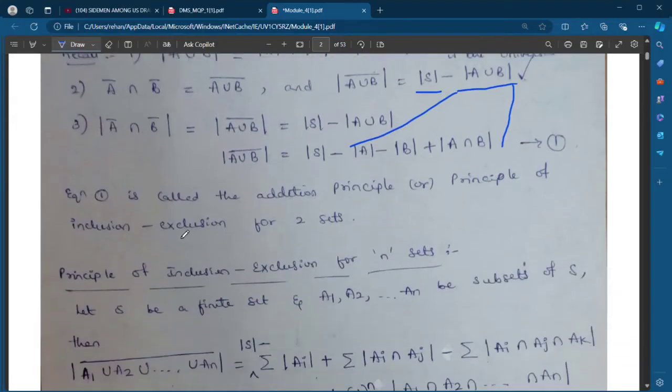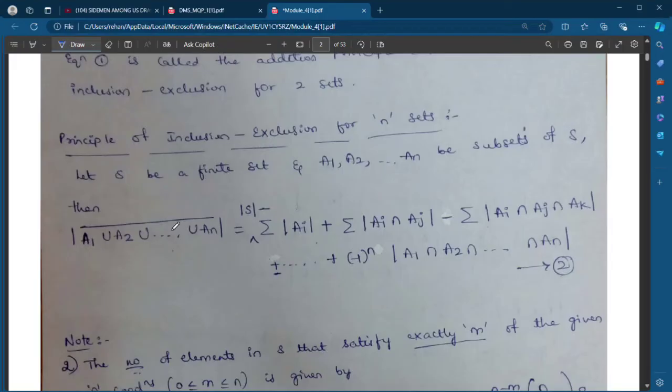So equation one is called the principle of inclusion exclusion for two sets. Now the principle of inclusion exclusion for n sets. Suppose we have n number of sets, then it will be simple. First, S minus summation of Ai plus summation of Ai intersection Aj minus summation of Ai intersection Aj intersection Ak, and so on up to minus 1 to the power of n. This we have seen.